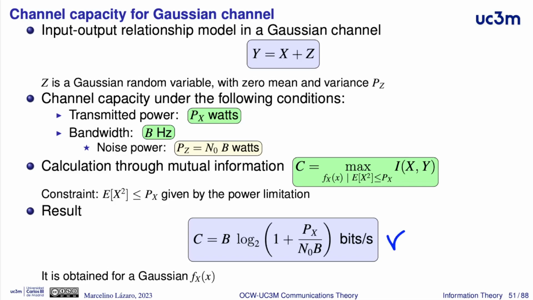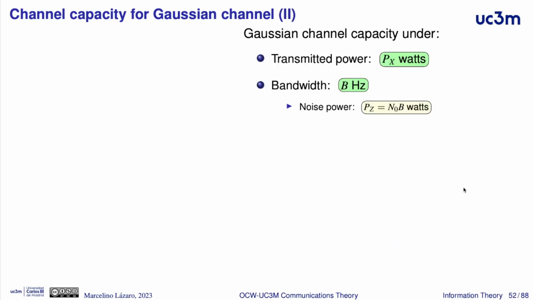The bandwidth in hertz times the logarithm in base 2 of 1 plus the ratio between the power of the signal and the noise power, in bits per second. This is a very well-known result that can be obtained through the channel capacity. Now we are not going to obtain this result in this way because it is available in many bibliographic sources, and we are going to see that it is possible to arrive at the same result in a more intuitive way. In this case, starting from the same problem statement, we have a limitation in the transmitted power.